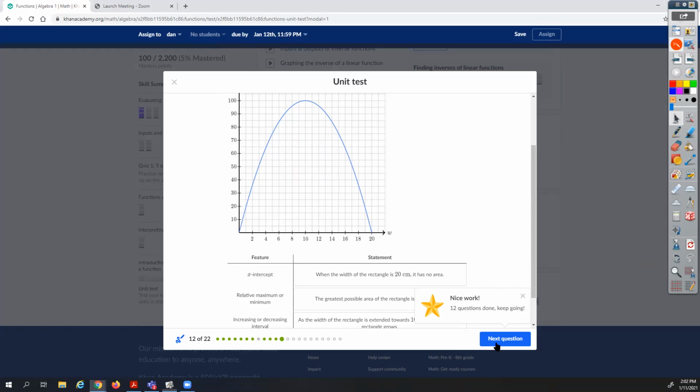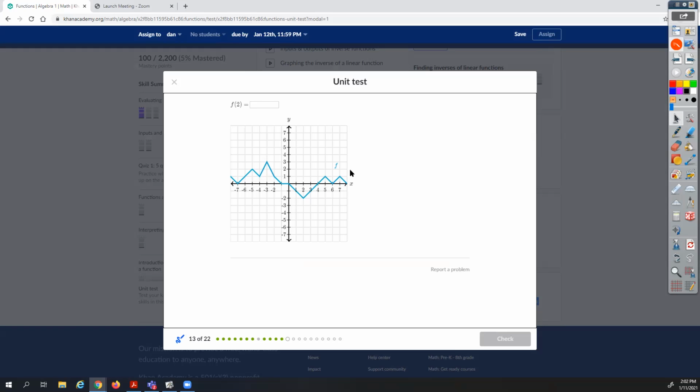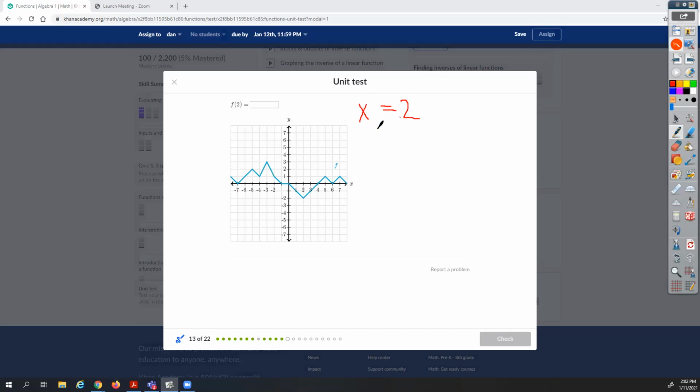So let's go to the next question. All right, f of 2. So what does this mean, guys? When it says f of 2, what is it referring to? Anyone? Well, when it says f of 2, it means when x is equal to 2. So when x is equal to 2, what is the answer? Negative 2.